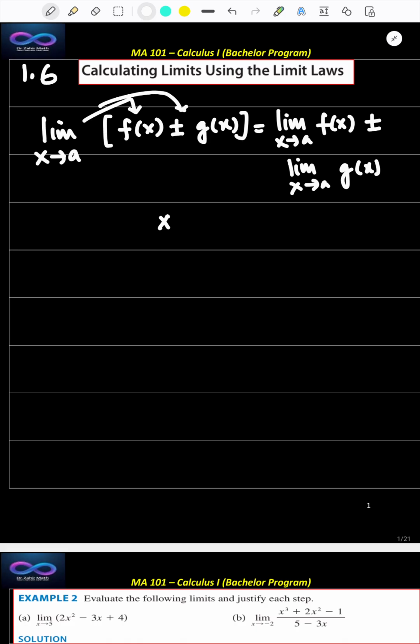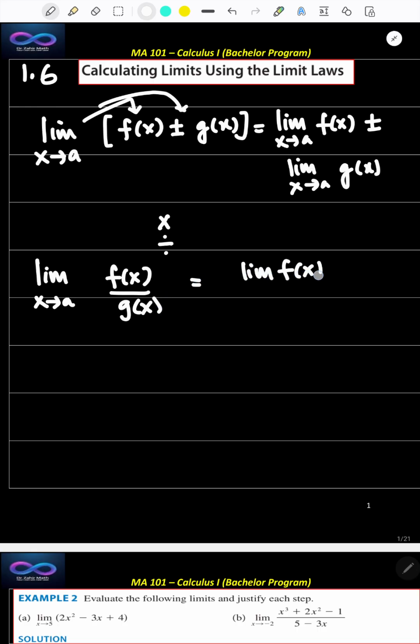So plus, minus, product. Is it only for product, teacher? Yes, it's also for division. How will the division be, teacher? For example, limit x tends to a f of x divided by g of x. You can write it as limit x tends to a f of x divided by limit x tends to a g of x. So the above rule you can use for plus, minus, product, and also divide.